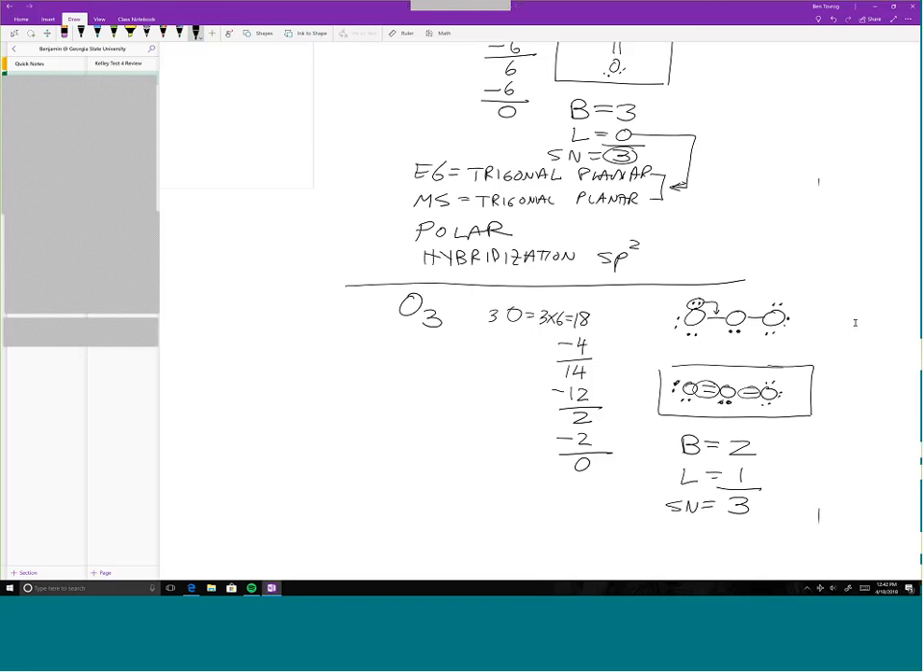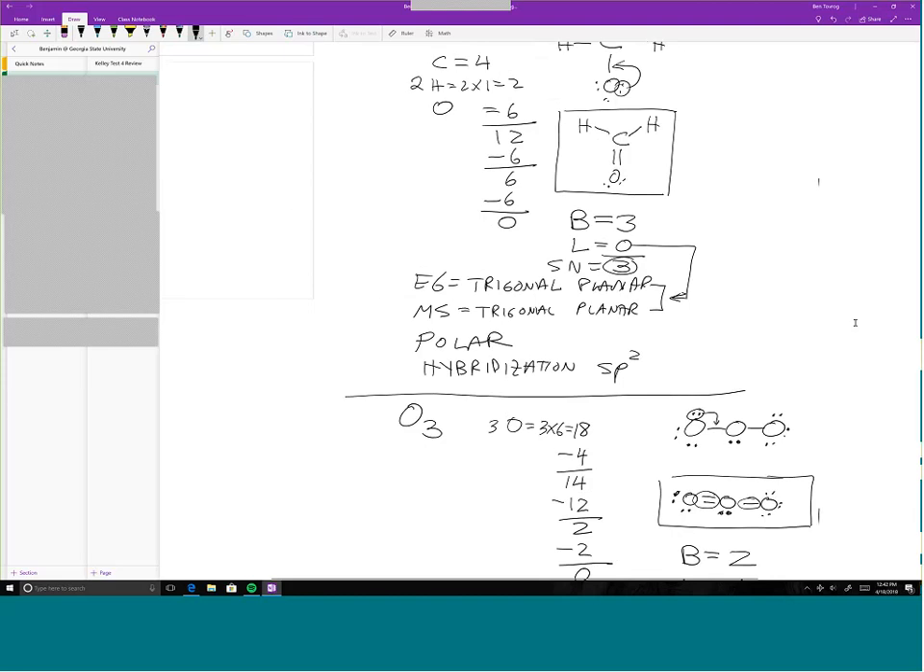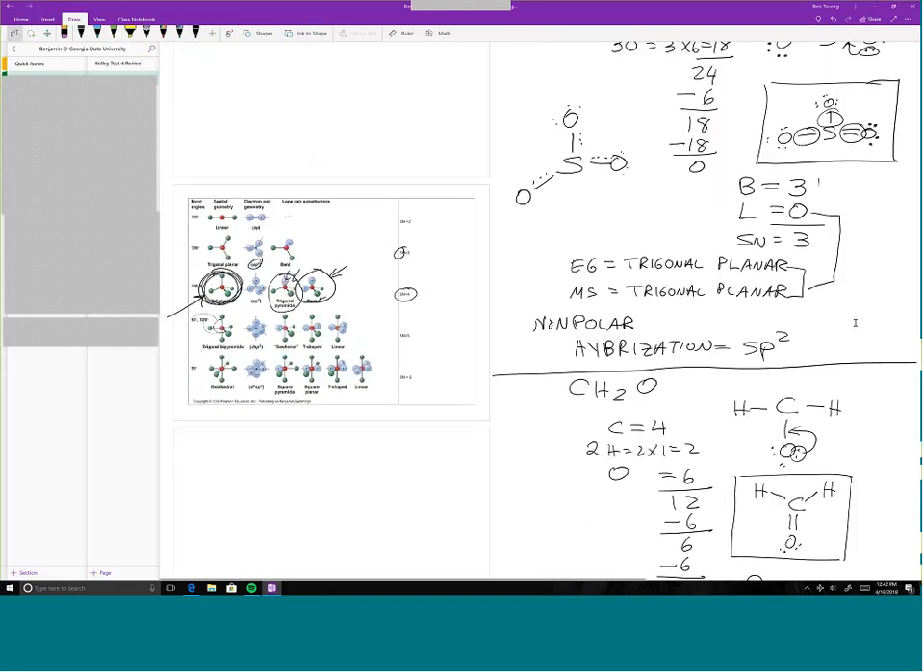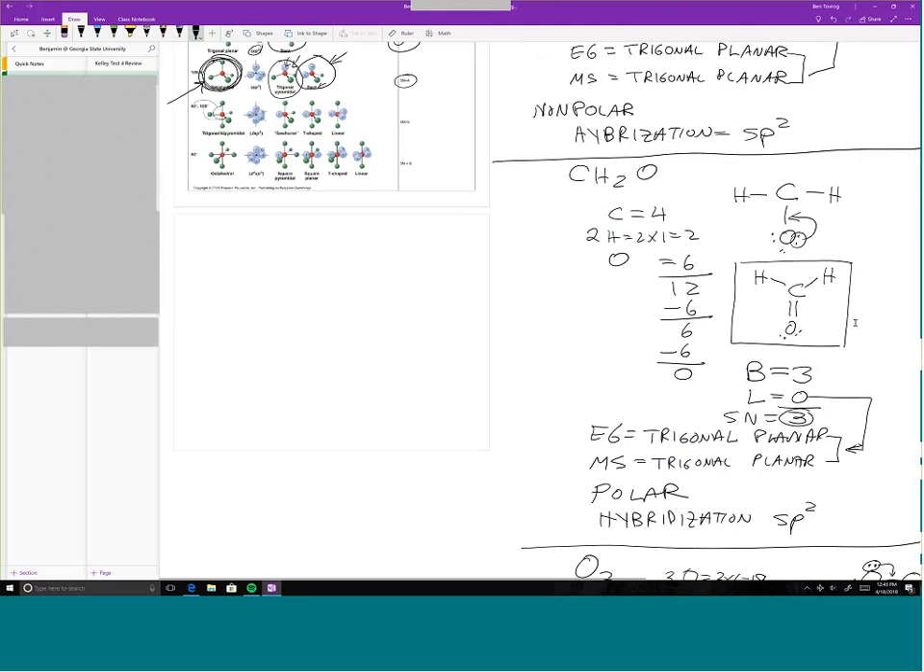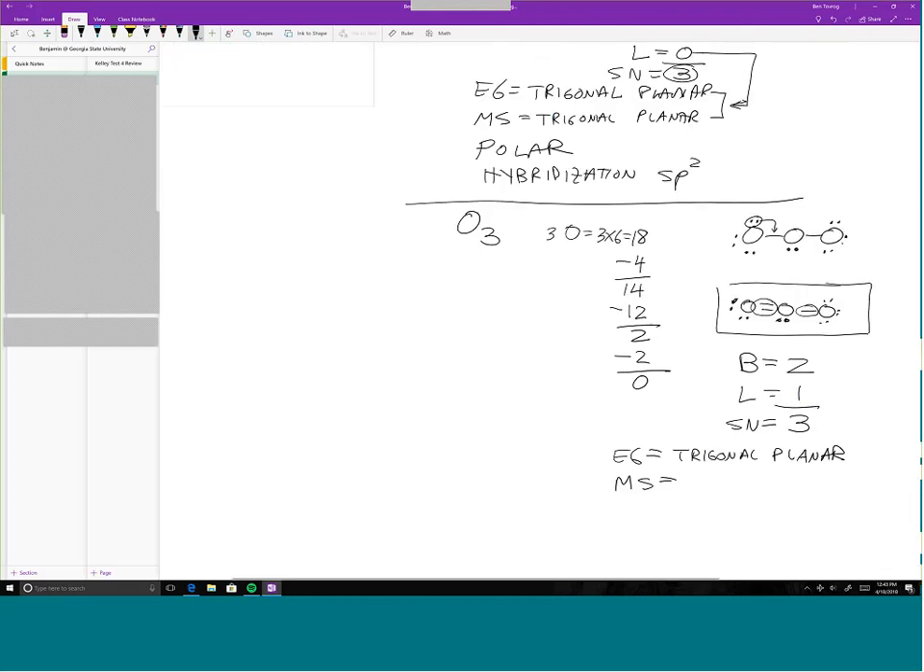So this, I guess, is our 3rd example. Electronic geometry, trigonal planar, but because of the lone pair on the center atom, the molecular shape is different. So let's go to our chart and see what that molecular shape will be. So here we are in steric number 3, and where we have 2 atoms and 1 lone pair, we call that molecule bent. So the molecular shape will be bent.